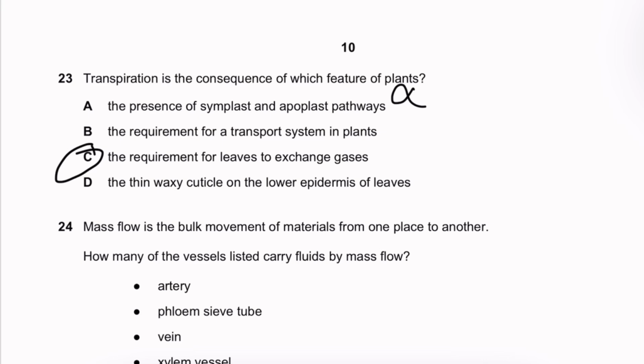Transpiration is going to happen whenever water is going to leave through the stomata. Now, obviously, water is going to flow all the way from the roots through the xylem into your leaves, and then from the leaves through the stomata into the air. That will be transpiration. Now, yes, the requirement of transport system in plants could maybe result in transpiration, but it's not until plants have stomata and are allowed to do gas exchange that transpiration can actually happen, which is why I'm selecting C. The thin waxy cuticle on the lower epidermis of leaves actually reduces the rate of transpiration. So really, it's something that stops transpiration, not results in it. So D could be cancelled.